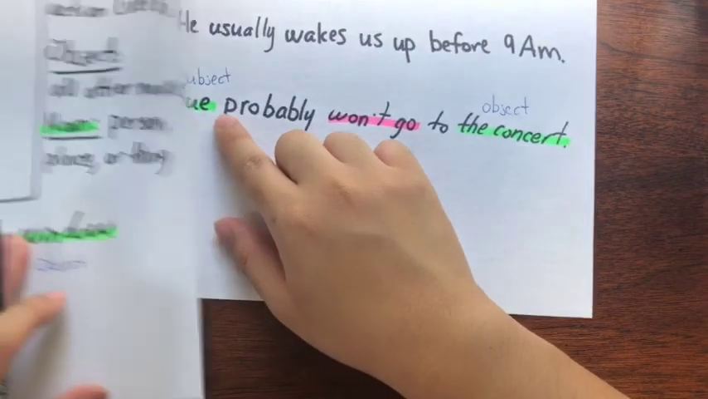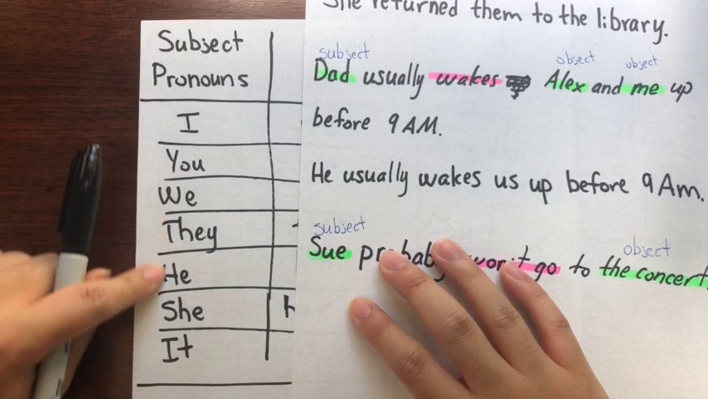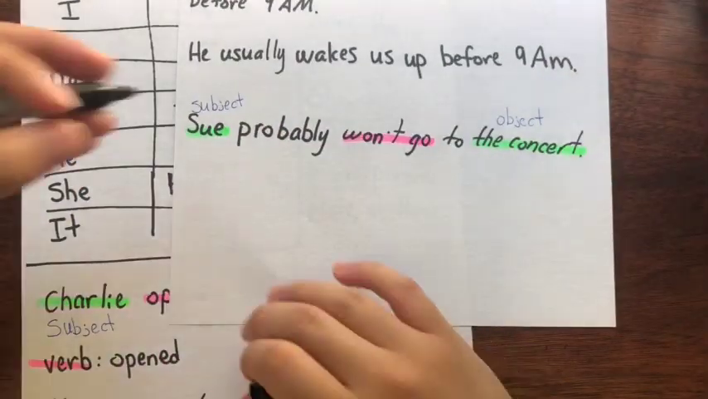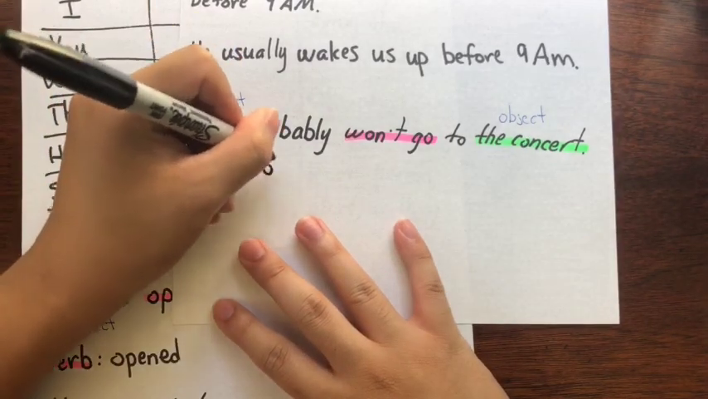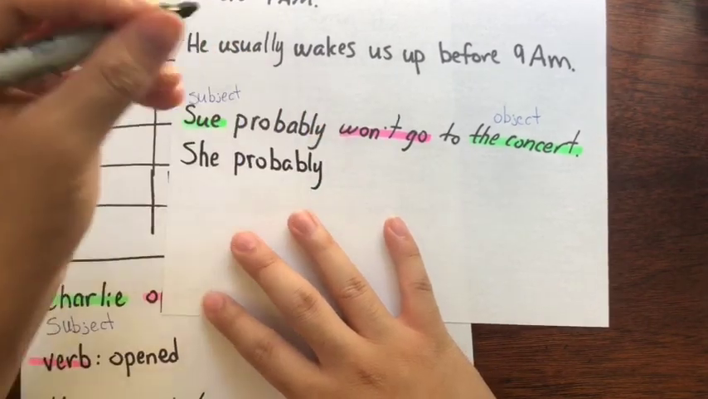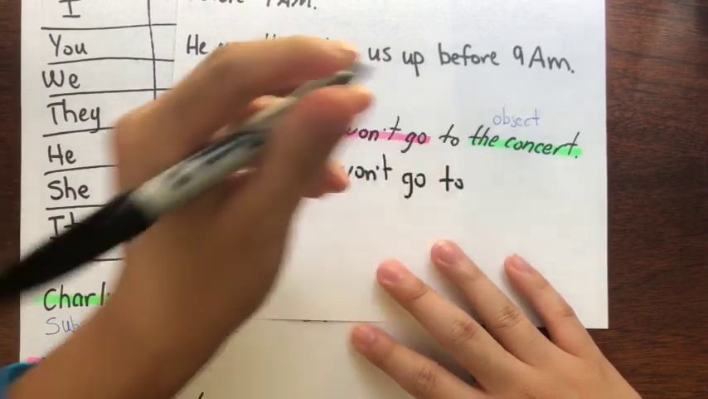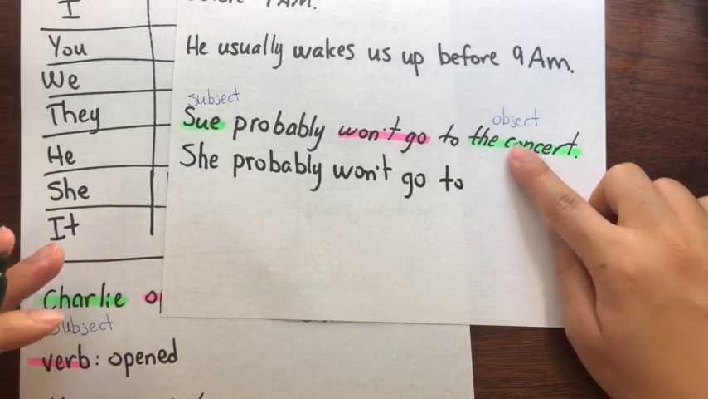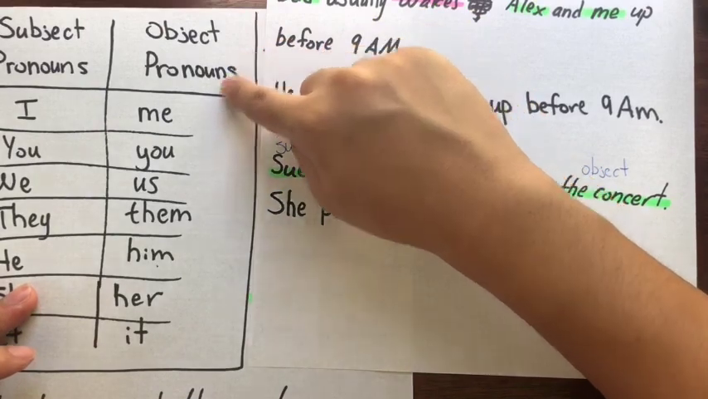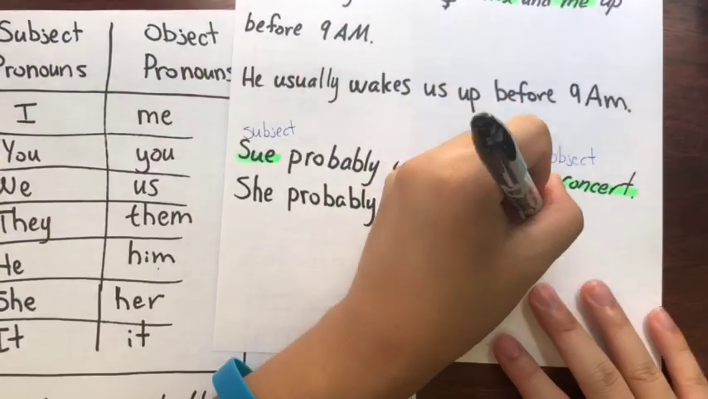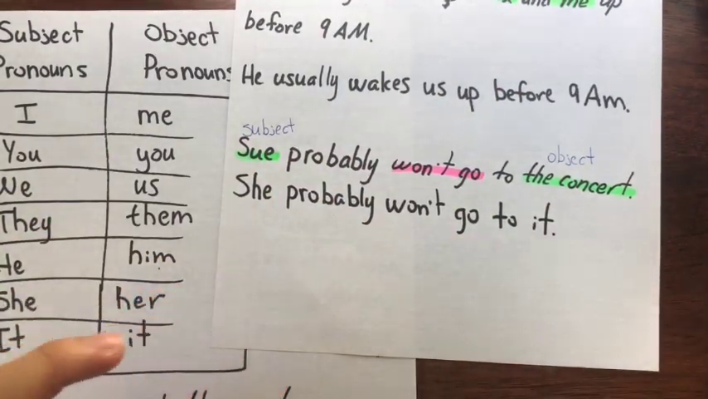Okay, so Sue is the subject. So the subject pronoun for Sue is she. She probably won't go to the concert. The concert is the object. So the object pronoun for the concert is it. She probably won't go to it.